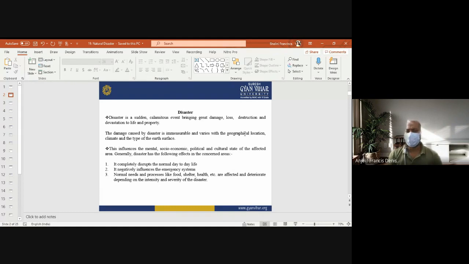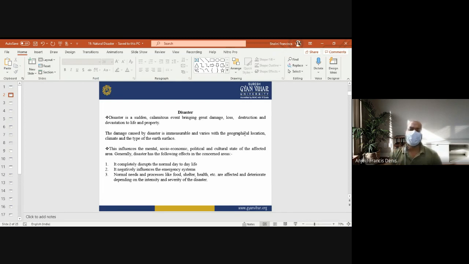First, it completely disrupts the normal day-to-day life. Then it negatively influences the emergency systems. Normal needs and processes like food, shelter, health are affected and deteriorated depending on the intensity and severity of the disaster. As I said in the beginning, disaster can be man-made or naturally occurring.